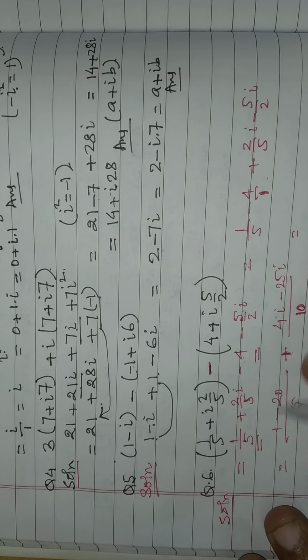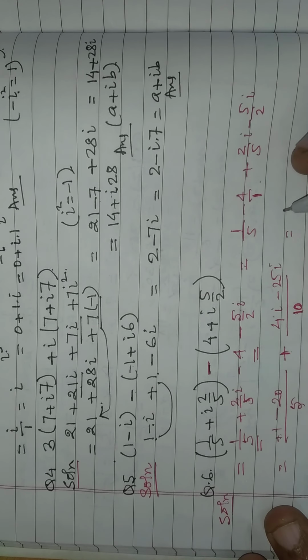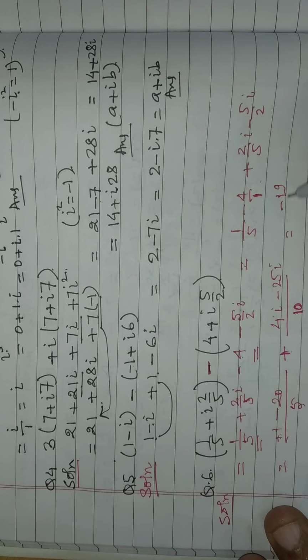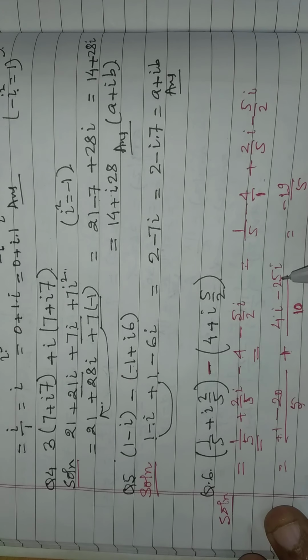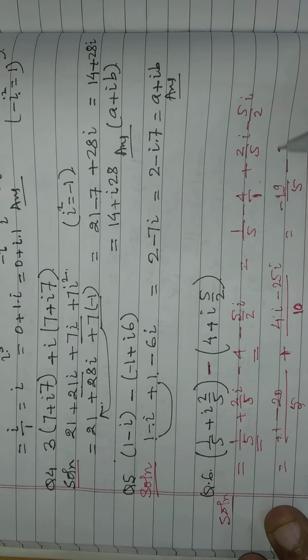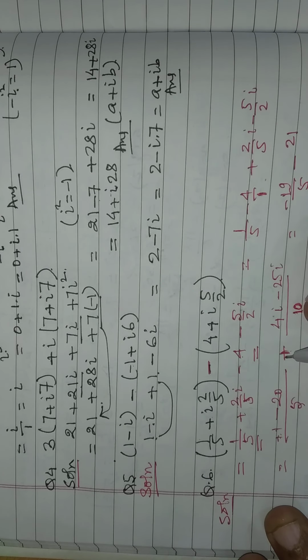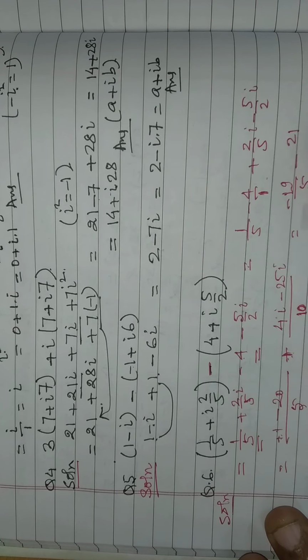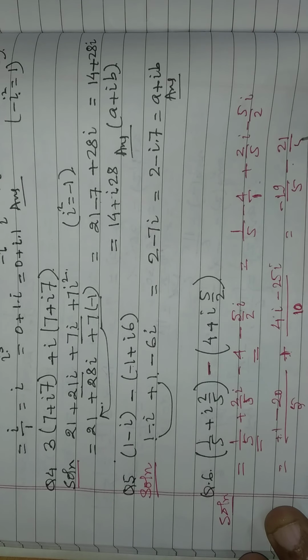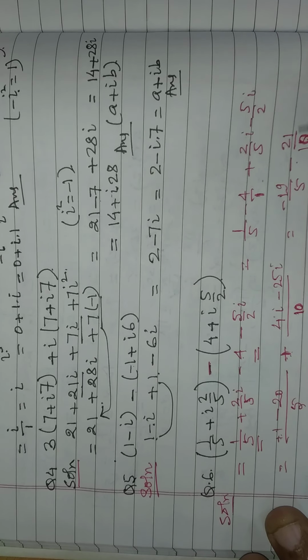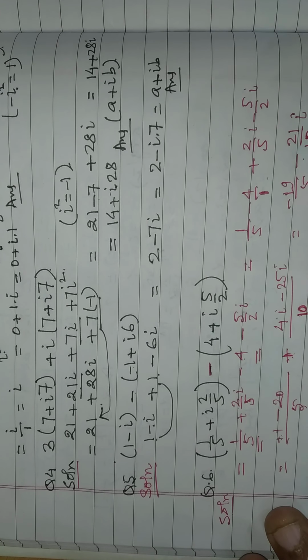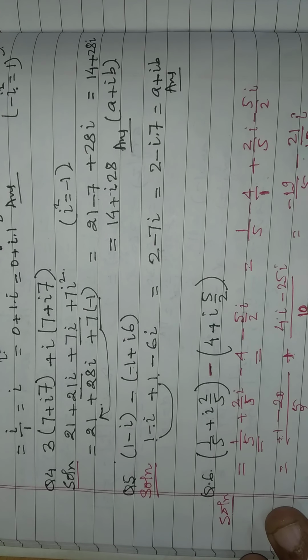So here it will subtract, so minus 19 by 5, and if you subtract here, we will get minus 21. That minus into plus will become minus 21 by 10 i. So hope this is the answer of this question: minus 19 by 5 minus 21 by 10 i.